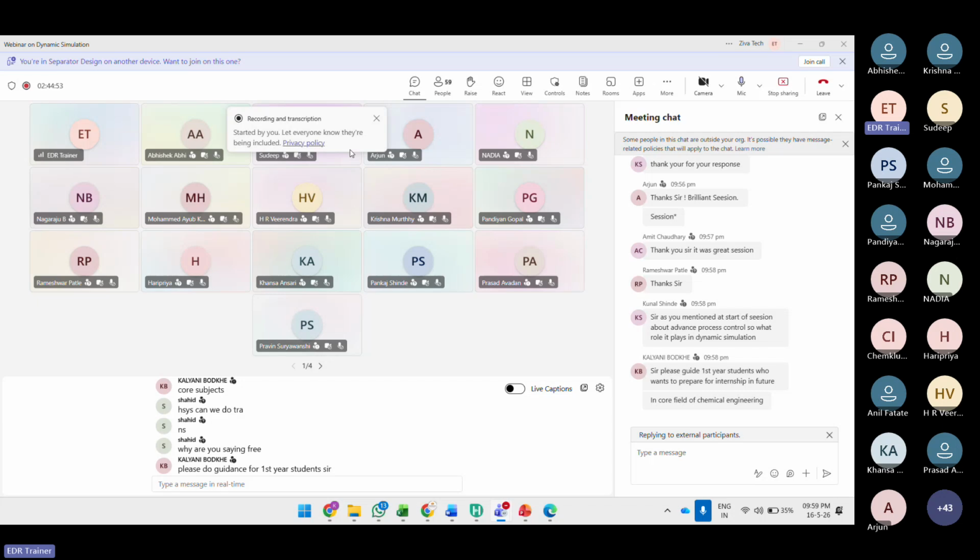First year student, I think you have to learn chemical engineering first for the next 2-3 years at least. At least you should be in third year or fourth year, because dynamic simulation requires process control analysis. So at least the process control subject should have been taught to you. Once that is done, then you can actually think about dynamic simulation. So that is my advice.